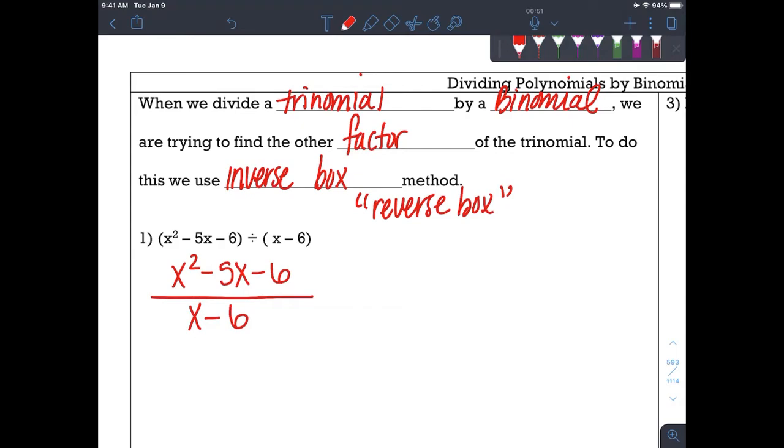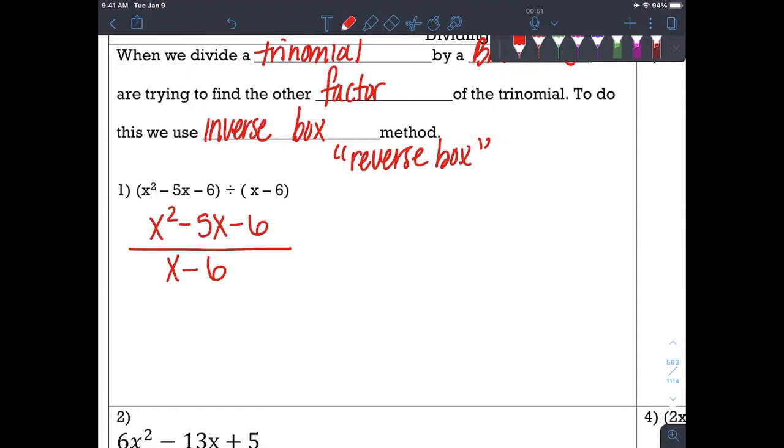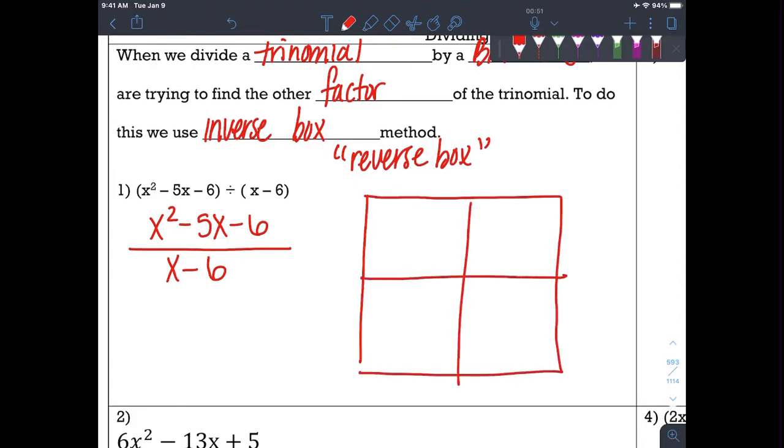You've probably never come across this before, or if you have, they were just asking you to plug in numbers. This is a really difficult process to do with other methods, but this reverse box makes it easy. Essentially, you start off by drawing your box. Because this is a quadratic with an x squared, it's going to have 4 squares inside of my box. On the outside, I put the x minus 6, the one that I'm dividing by.